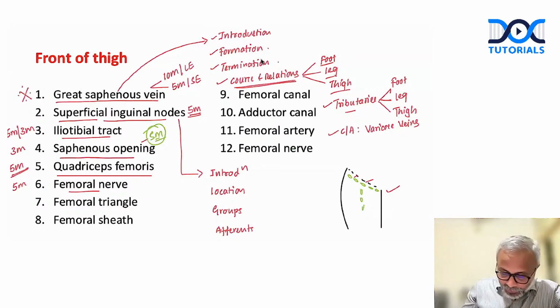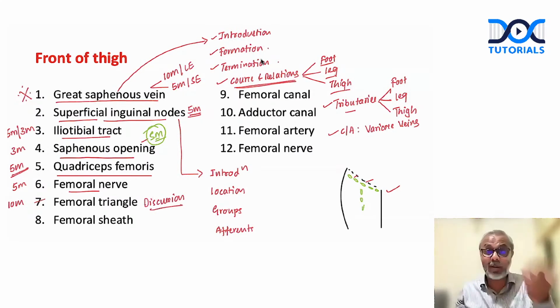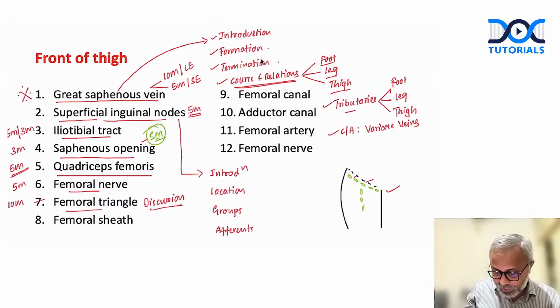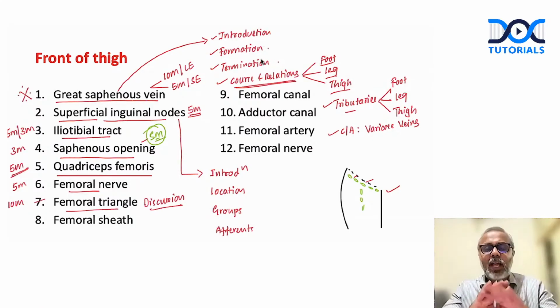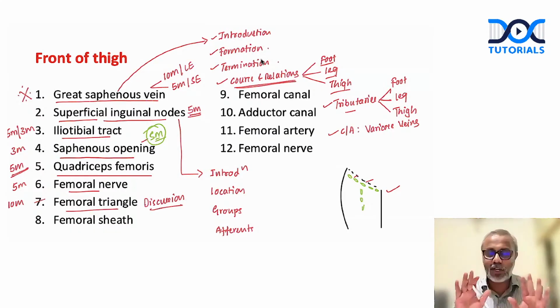Done. Then femoral triangle could be an important 10-marker. This is an important discussion topic for your gross anatomy practical. If it is asked for theory, femoral triangle, what is it? A line of introduction. It's a triangular depression seen in the front of the thigh. What about boundaries? How the base, apex, medial and lateral boundaries, roof and the floor are formed. Then contents. How they are arranged from medial to lateral.